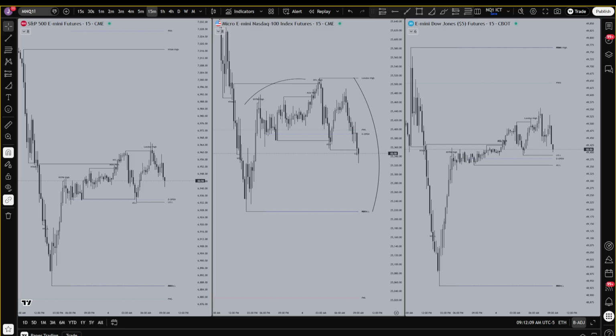Bias is probably bearish today. I'm leaning bearish coming into the market open.